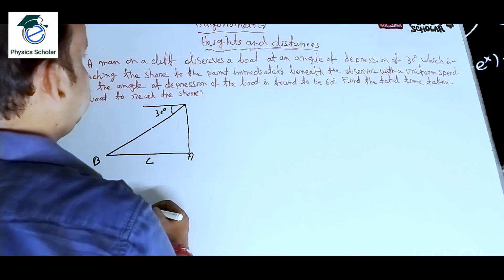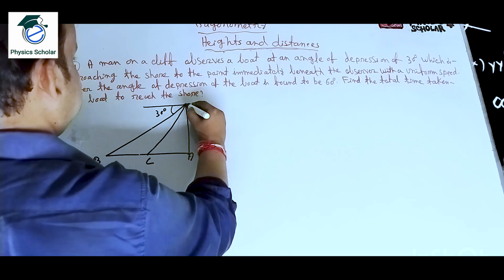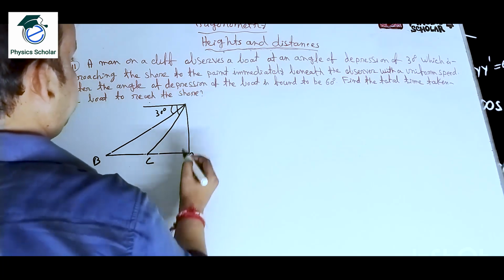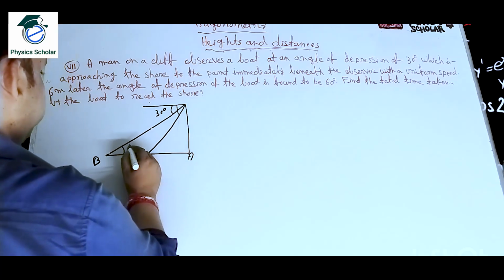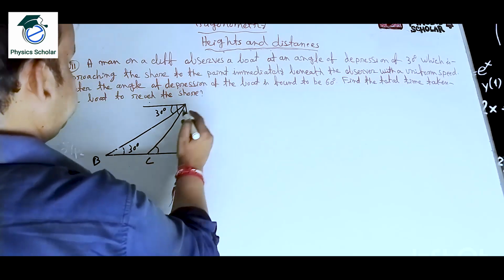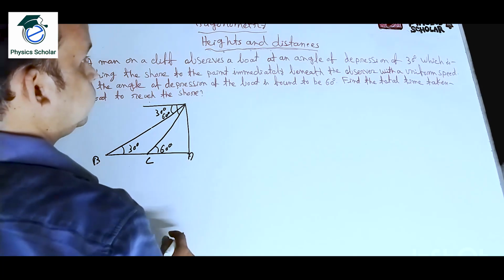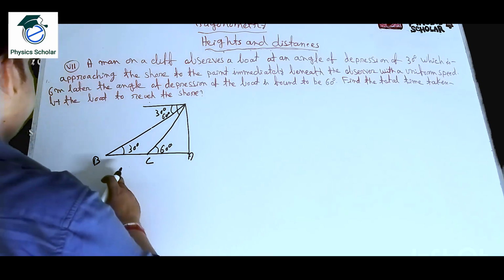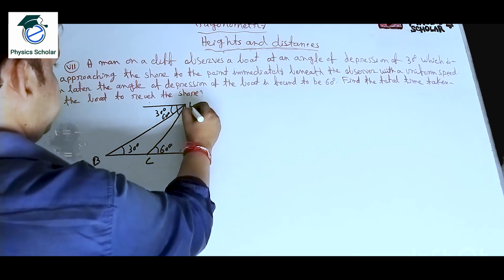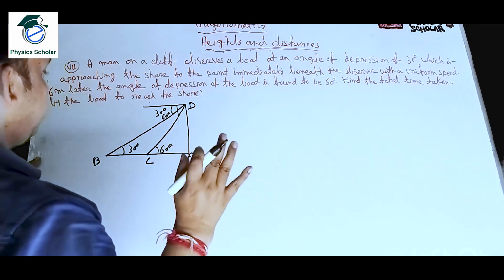Then the angle of depression with this point, so that means this is also 30 degrees. The angle of depression with this point is 60 degrees. It is 60 degrees. Clear? Now find the total time taken by the boat to reach the shore. So it is now D.